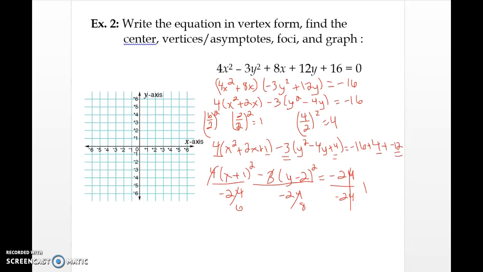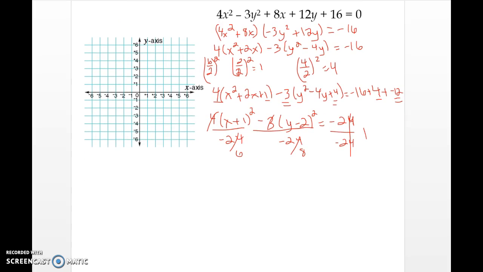I'm going to scroll down a little bit more. So now I have negative x plus 1 squared over 6. I'm just moving this negative out in front, plus y minus 2 quantity squared over 8, because negative divided by negative is a positive, and that equals 1.